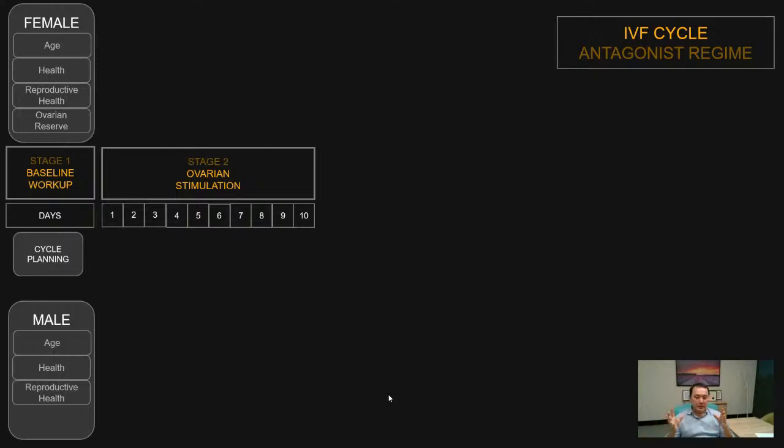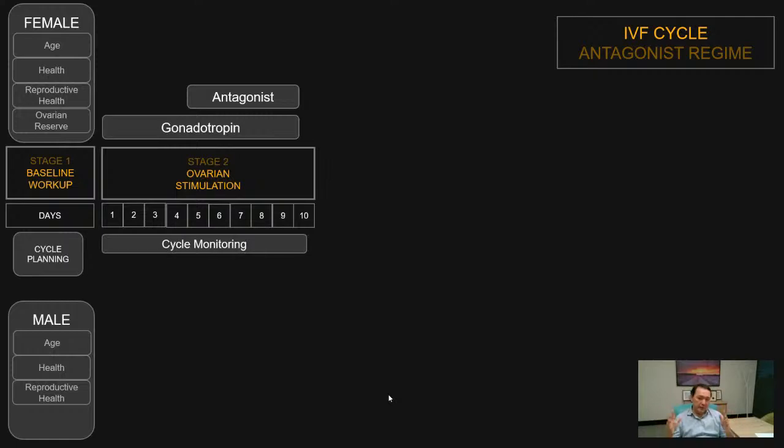Then we will move to the next stage, which starts from the first day of the menstrual period. During discussion of this ovarian stimulation stage, which lasts approximately 10-12 days, we will discuss the role of gonadotropin injections, different types of gonadotropin injections. Then we'll discuss the role of antagonist injections and cycle monitoring, how we monitor the cycle using ultrasound scans and blood tests, and the role of each of these investigations.